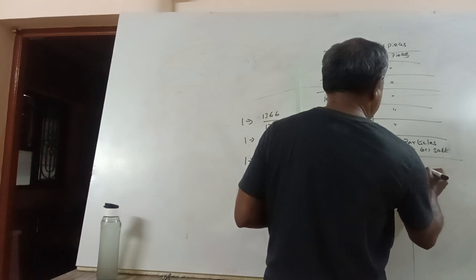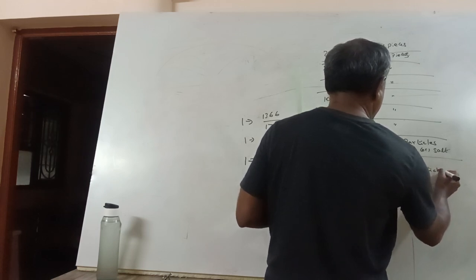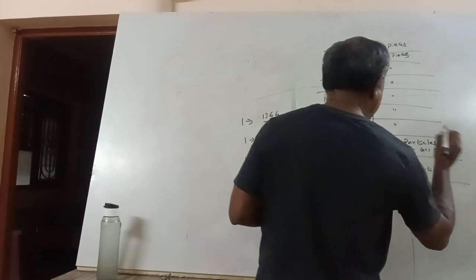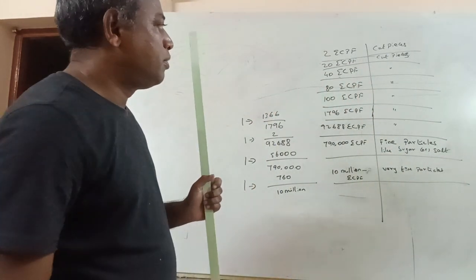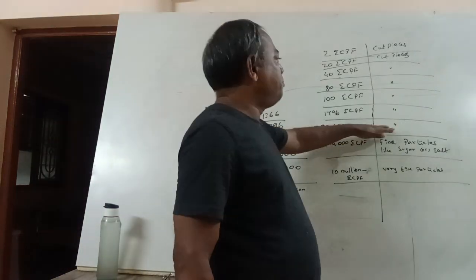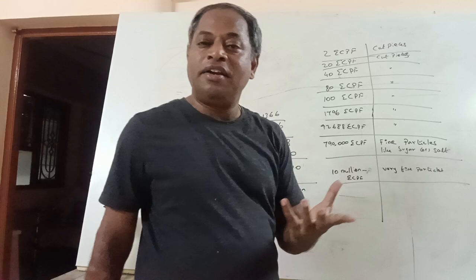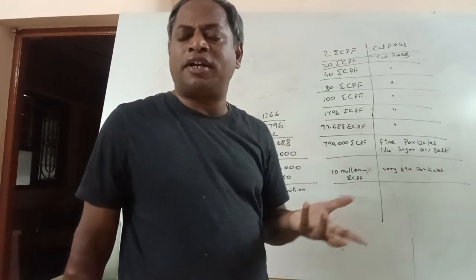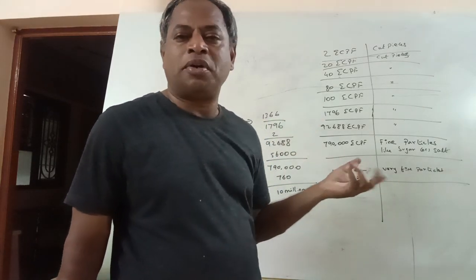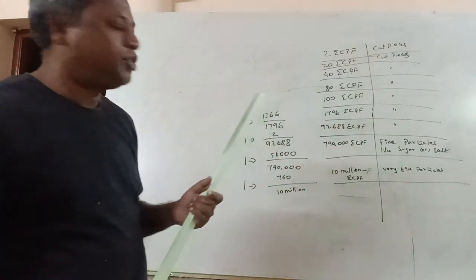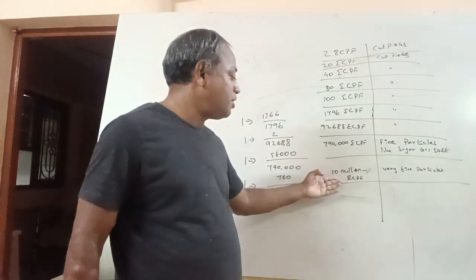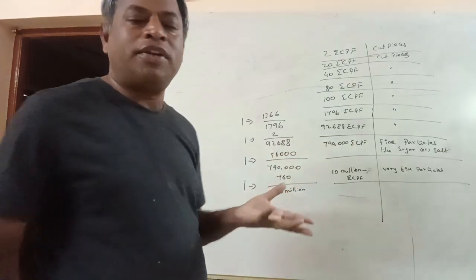Very fine particles only. So up to this somehow we can manage to see in cut pieces form. After that you can see only in very small particle form, very small particles like sugar or salt. Even if you cut this 10 million, it almost becomes very small particles.